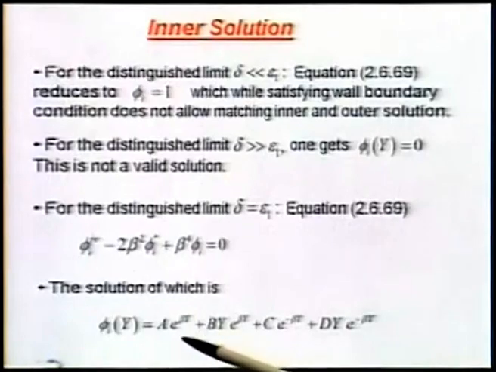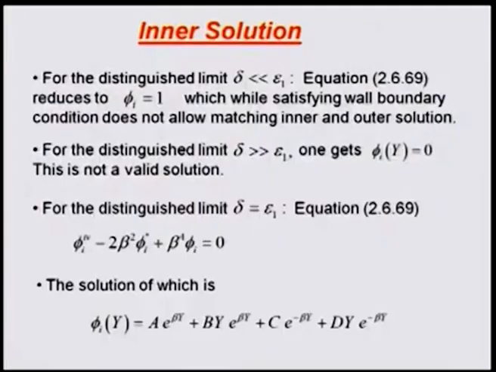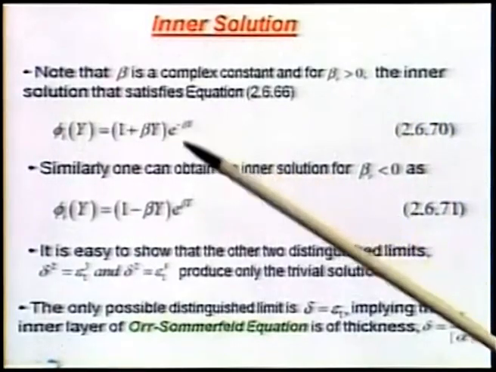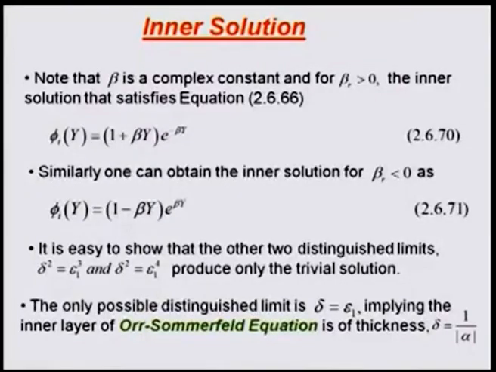So, one of the solutions would be A e to the power beta y. The second one would be B y into e to the power beta y. Then the third solution is C e to the power minus beta y and this. And now you have these 4 constants, capital A, B, C, D, and you can fix those by satisfying the boundary conditions, those boundary conditions that we talked about. You do that and you find that depending on beta real, whether it's positive or negative, you get these 2 solutions which satisfy those 4 boundary conditions.